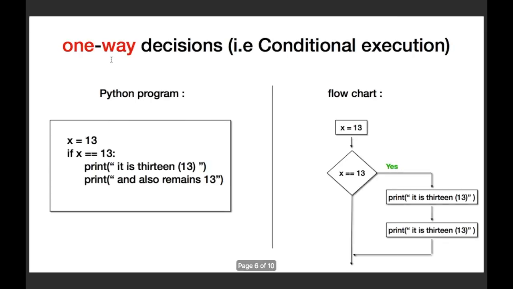So let's see one-way decisions. Sometimes we have to code a program which takes only one-way decisions. Here the program is given that x is equal to 13. If x is equal to 13, these two statements are going to be printed out. So one-way decision is easy. You don't have to memorize or understand it all.